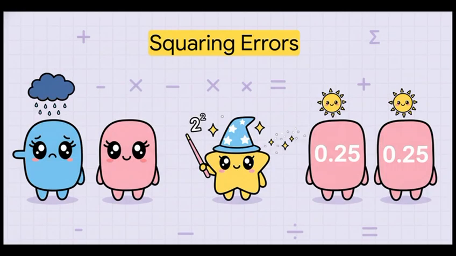And the solution is actually this really elegant little math trick. We just square every single error. Think about it. What happens when you square a negative number? It becomes positive. A positive number stays positive. So by squaring them, we guarantee that every single mistake, no matter if it's an over or under prediction, adds to the total score. Nothing gets canceled out anymore.